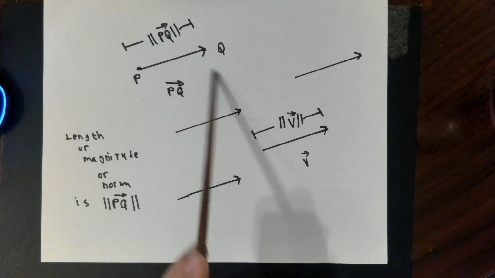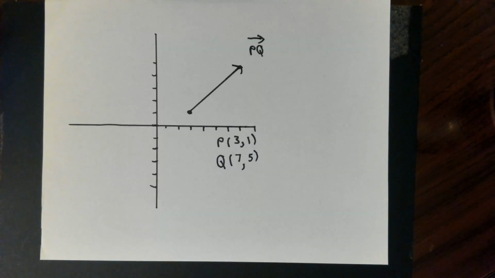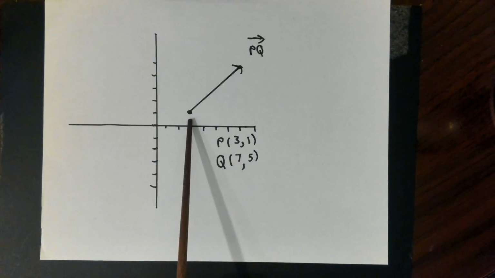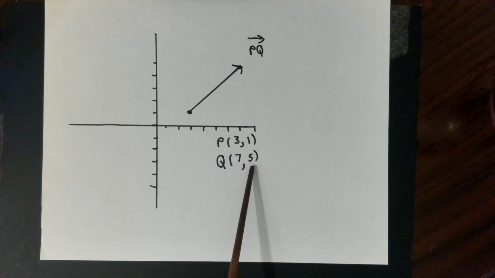Out of all of these equivalent vectors that have the same direction and magnitude, one of them is going to have its initial or starting point at the origin. We'll say that a vector is in standard position when that happens. As an example of what I'm talking about, I'm going to think of having a vector from P to Q. P is the point where x is 3 and y is 1. Q is the point where x is 7 and y is 5.